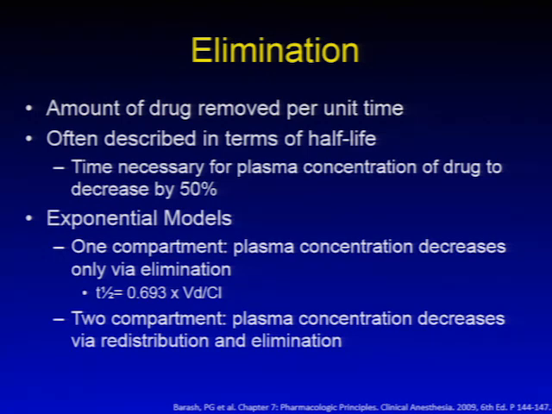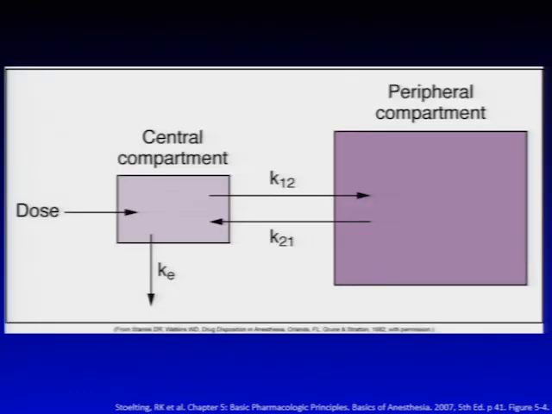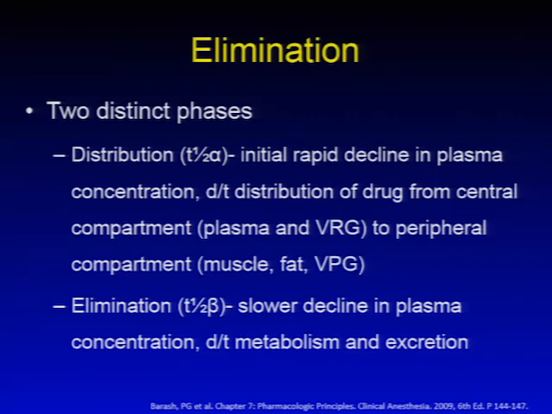Now, if we look at the two-compartment model, the plasma concentration can decrease in two ways, through elimination, but also through redistribution. And we'll come back to our figure here. As we can see, a dose of drug is administered. It reaches the central compartment. From this compartment, the plasma concentration can decrease through elimination or through redistribution to the peripheral compartment.